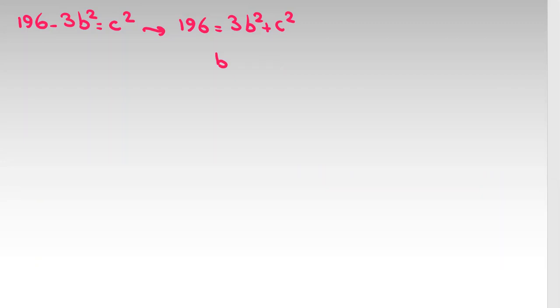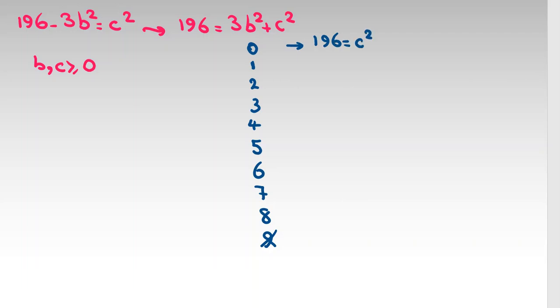So let me write them here. b can be 0. Let's consider different cases: 1, 2, 3, 4, 5, 6, 7. 3 times 49 is possible. 3 times 4, yes, but 9 is not possible because it will be greater. So if b is 0, then 196 equals c squared, and c will be 14.